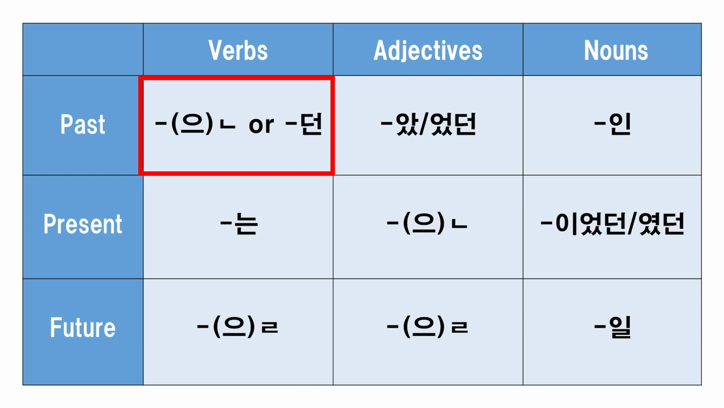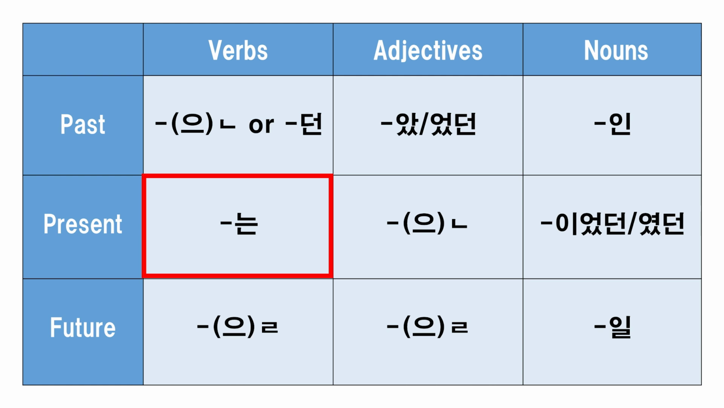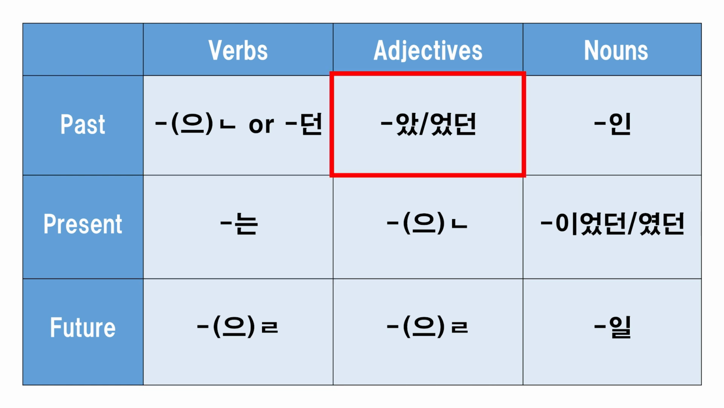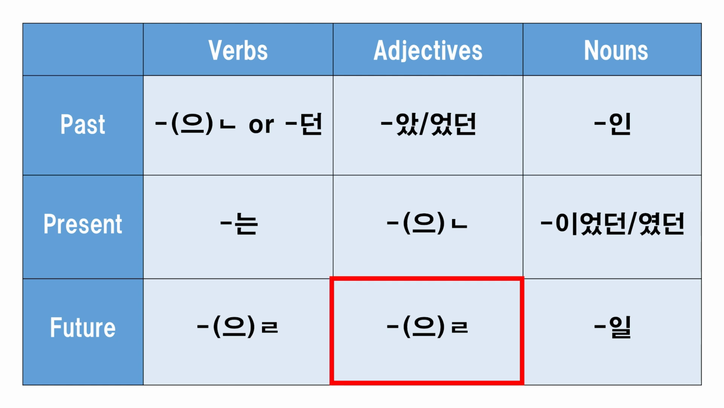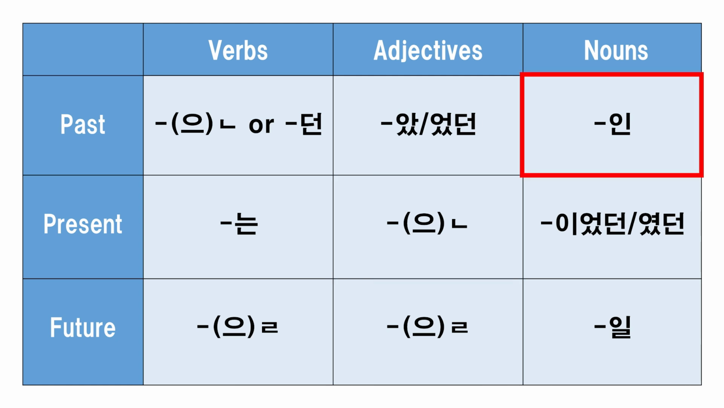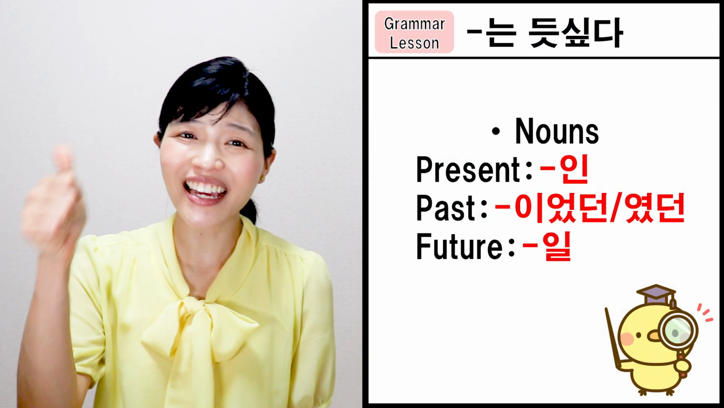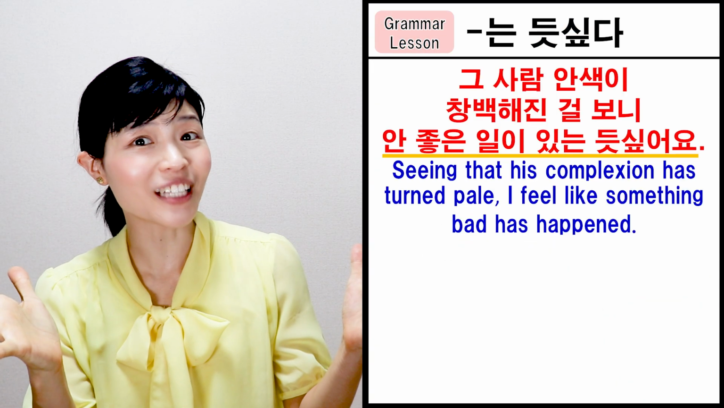For verbs, the past tense is 은이은 or 던, the present tense is 는, and the future tense is 리을. For adjectives, the past tense is 었던, the present tense is 니은, and the future tense is 리을. For nouns, the present tense is 인, the past tense is 였던, and the future tense is 일. Okay? Now let's read the sample sentence.